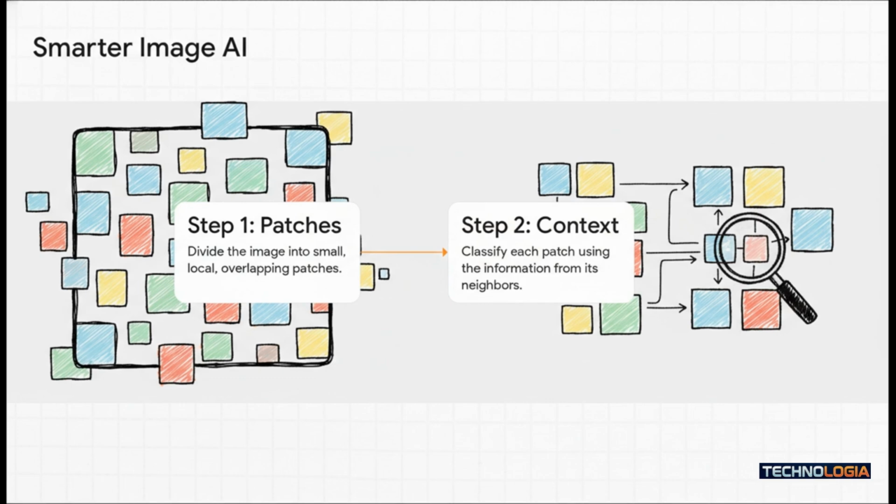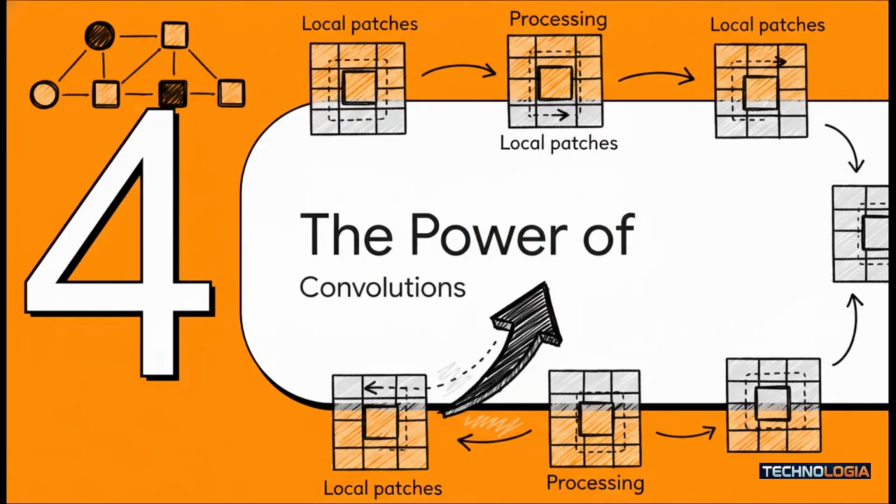First, instead of trying to look at that one giant jumbled list of pixels, what if we broke the image down into small, local patches? And then second, we analyze those patches, but we do it with the understanding that what's happening in one patch gives us clues. It gives us context about the patches right next to it. And this really simple idea of processing local patches turns out to be the foundation for one of the most important breakthroughs in the entire history of AI.